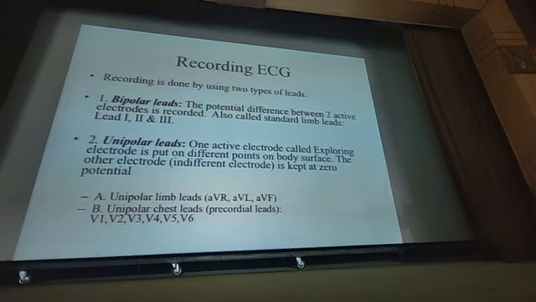No need to go into the detail of this, just to understand why we say we have bipolar and unipolar. Leads 1, 2, and 3 are bipolar limb leads. We have unipolar leads, which include unipolar limb leads and unipolar chest leads. The chest leads are all unipolar because we have one electrode that is actually put on the surface of the body.